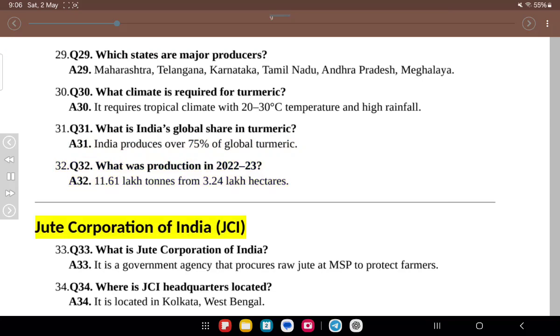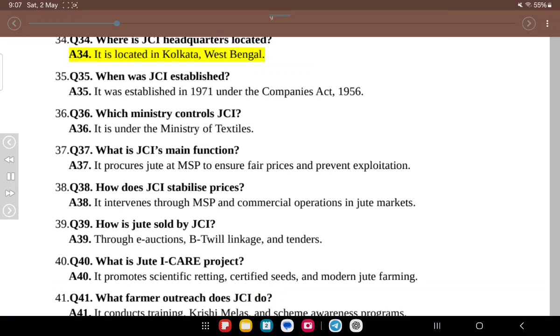Jute Corporation of India, JCI. 33. Q33. What is Jute Corporation of India? A33. It is a government agency that procures raw jute at MSP to protect farmers. 34. Q34. Where is JCI headquarters located? A34. It is located in Kolkata, West Bengal. 35. Q35. When was JCI established? A35. It was established in 1971 under the Companies Act, 1956.